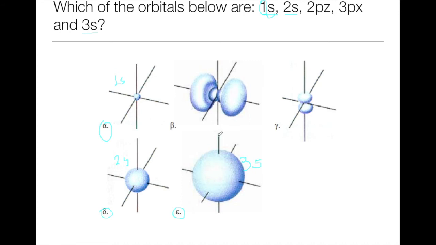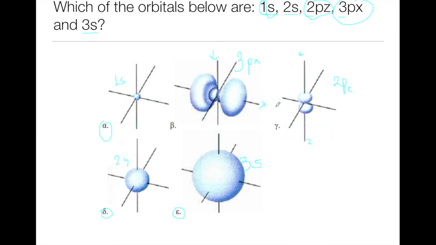And now we're below 2pz and 3px. Now I don't expect you to know the x's, but the 2p, of course these are the p's because they have the two lobe shape. Alright, so these are the p's. The 2p will be smaller than the 3p, therefore this is the 2pz, and this is the z-axis, and this is the 3px, and this is the x-axis.